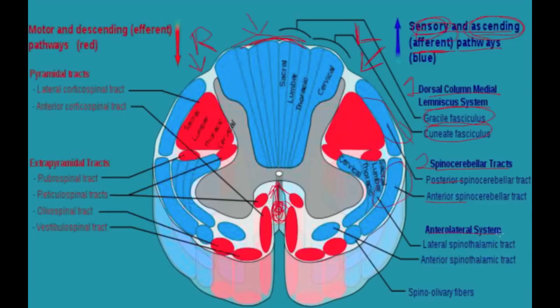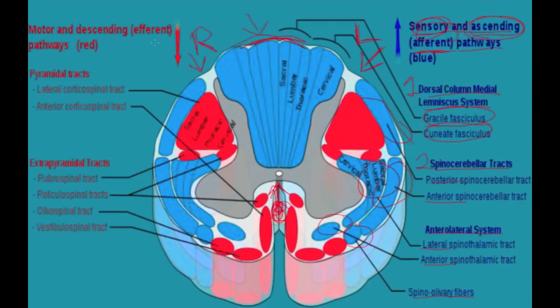Number 3, the anterior-lateral system, is made up of the lateral and anterior spinothalamic tracts, which again correspond to where they are situated within the spinal cord. Lateral here and anterior right here. And a smaller one, the spino-olivary fibers, which are anterior laterally.